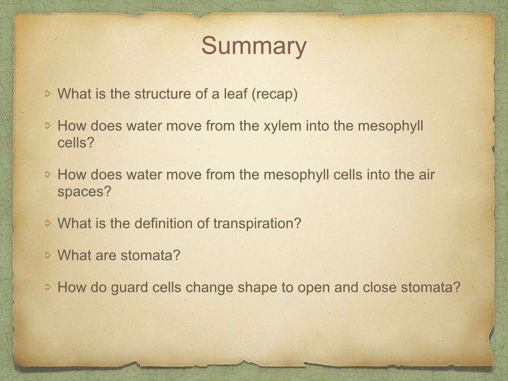Okay, so in this lesson we looked at the structure of a leaf and then how water moves from the xylem into the mesophyll cells. So remember that it moves by osmosis down its water potential gradient. How does water move from mesophyll cells into the air spaces? It evaporates from the cell walls and then it diffuses out through the stomata. So what is the definition of transpiration? I want you to write that down.